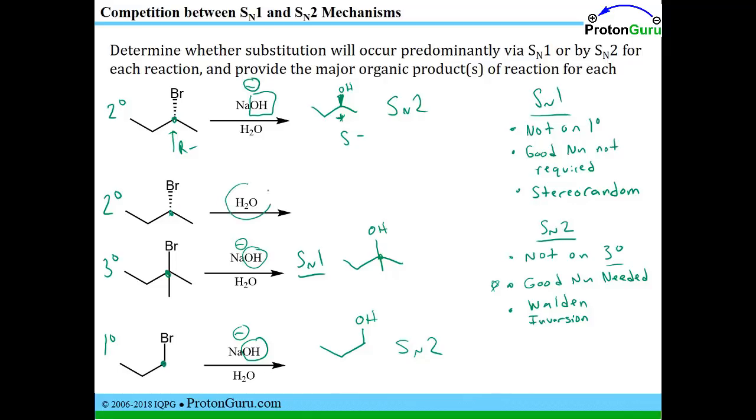In the second reaction, we don't have a good nucleophile. We'll only be able to do the SN1 reaction. And if you have an SN1 reaction with a poor nucleophile, you should produce this product. Now, the SN1 reaction is stereorandom, so you should get a racemic mixture of both of these two isomers.